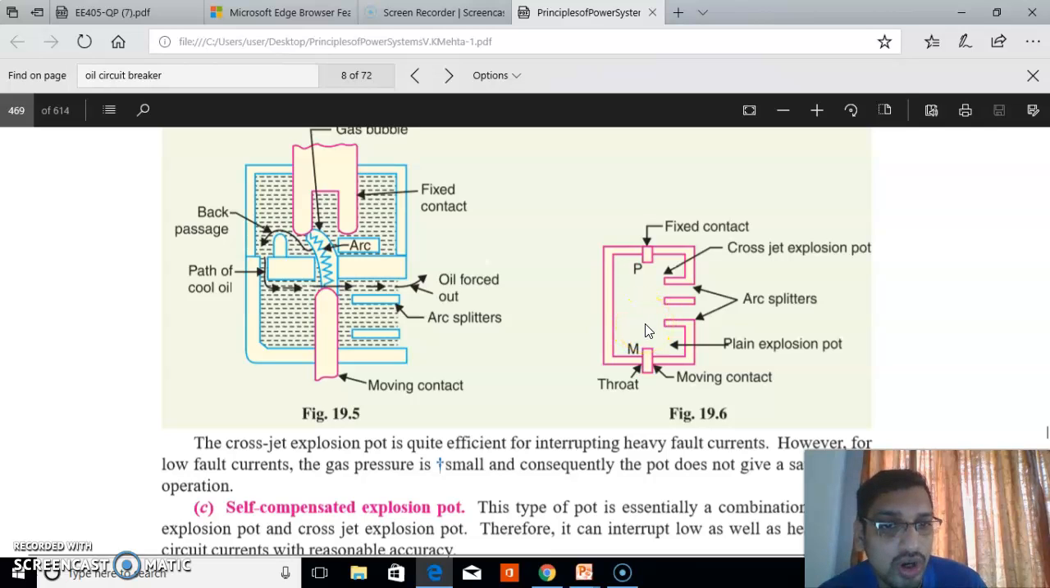When the fault is very low, low pressure is created, so the circuit breaker cannot easily extinguish the arc inside the port, and the moving contact moves away from the port. Thus it eliminates the arc. So that's all about the self-compensated explosion port.